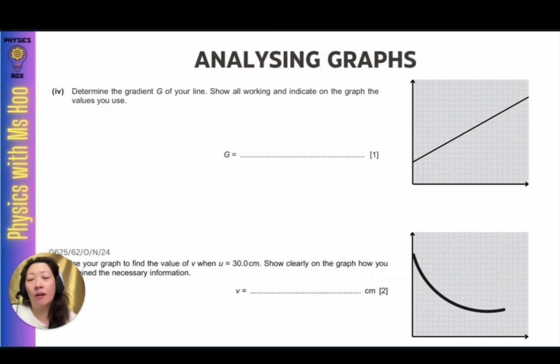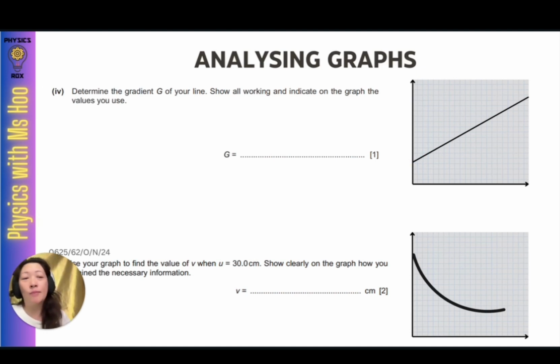Now, other kinds of analysis could include, for one, to determine the gradient of the graph that you have drawn. So for example, if we take a look at this question, it asks you to determine the gradient of your line and to show all working and indicate on the graph the values that you use. So on the right hand side here, this is just a sample graph. It's not a complete graph, but we'll just use this as a reference on how to show the gradient of your graph. When it says here, show all working and indicate on the graph the values that you use, what you need to do is to draw the gradient triangle.